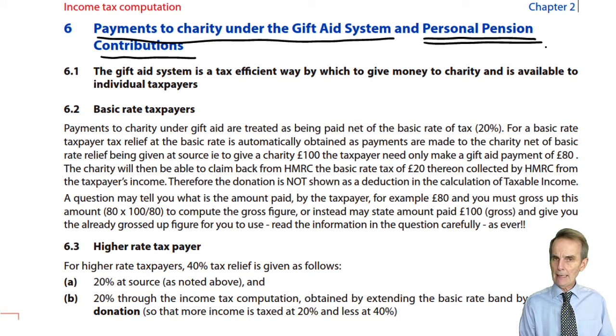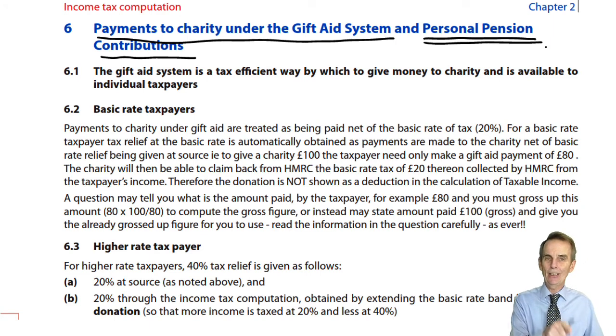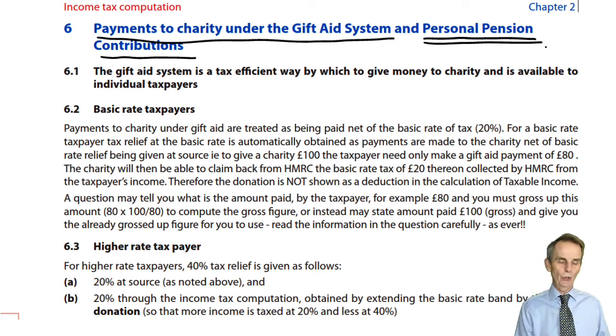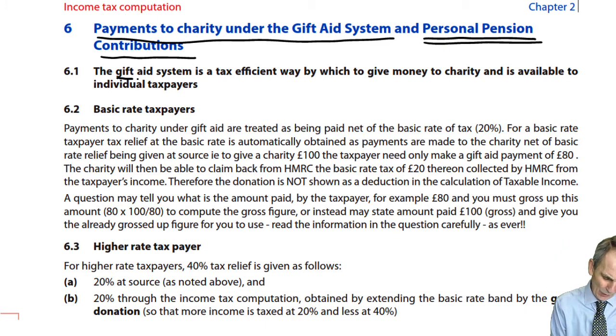So stop beating yourself up about, well, why do we do that? It's simple. We do it because that's the way that you do it. It is the way that has been set in law. So don't ask why, just learn what to do and then do it in the examination room, is my very best advice. So, the gift aid system, what is it?